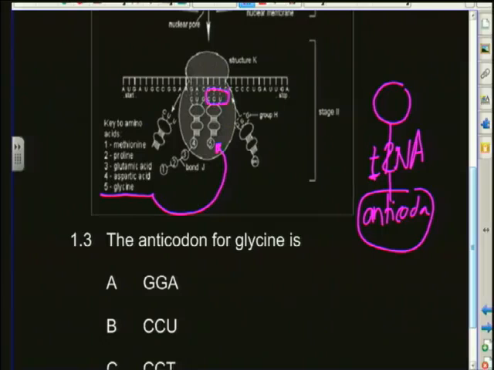It tells you there's the anticodon, CCU. The answer is number B. Okay, now let's take a look at the next question, question number 2. You're going to see a very similar diagram.